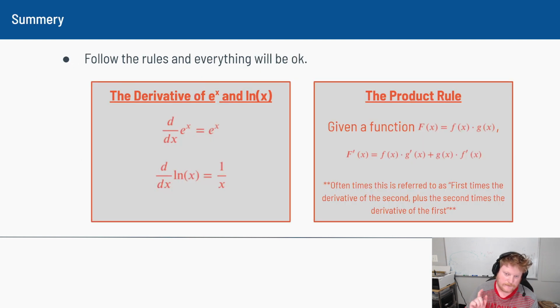So in summary, follow the rules and everything will be okay. So we have the derivative rules for e to the x and natural log of x, and the product rule.